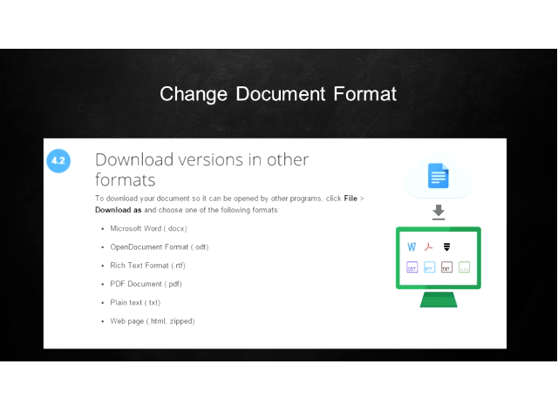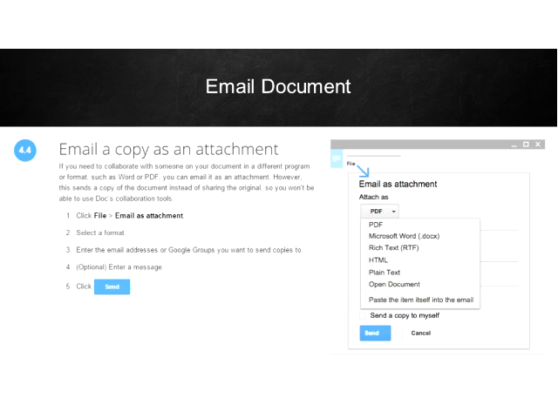Like I said, so you've got rich text download. You can download it as a web page, plain text, Word, PDF, all of those options. So once you create it in Docs, you can move it into other formats if you want.